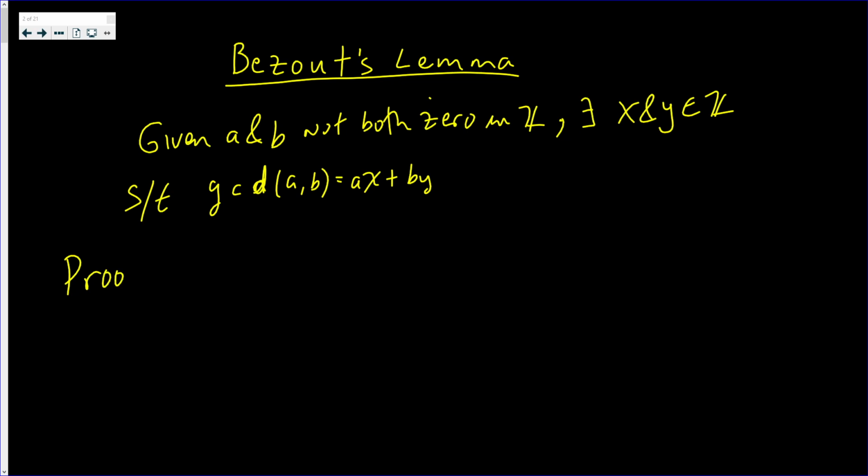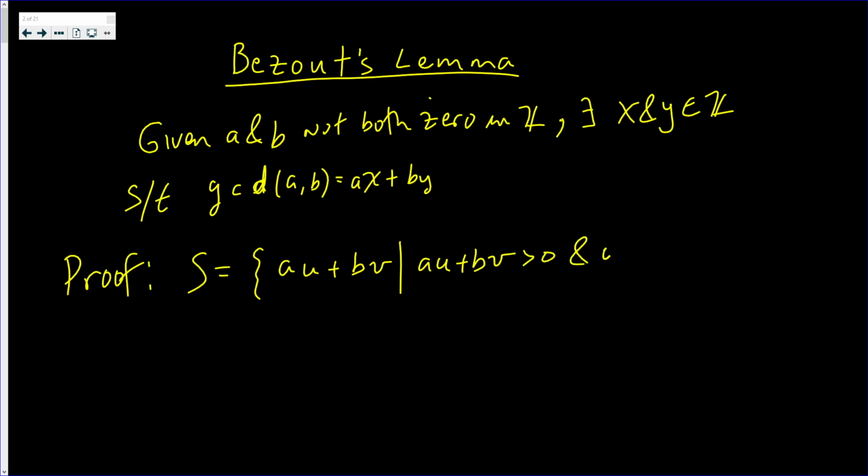The proof goes as follows. First thing you do is define a set S of all linear combinations of a and b, au plus bv, where these linear combinations are greater than 0, and u and v are both integers. u and v live in Z.